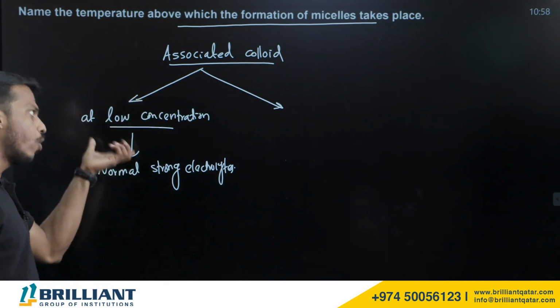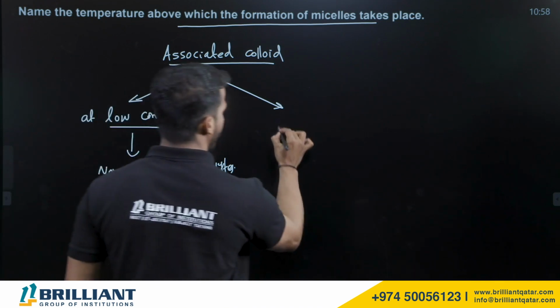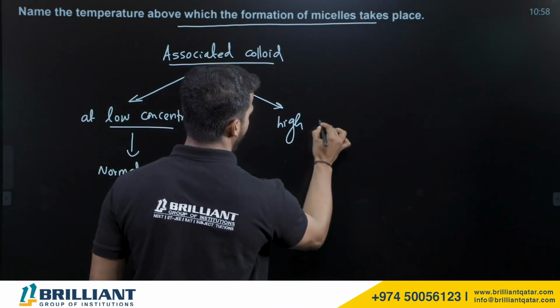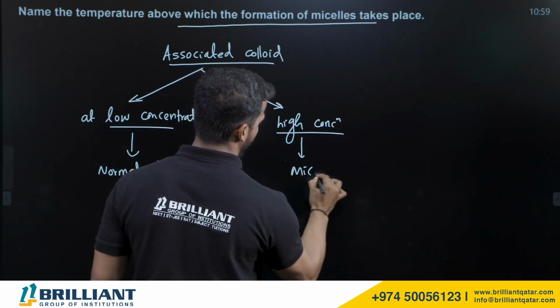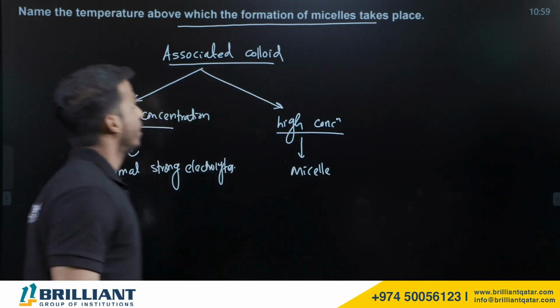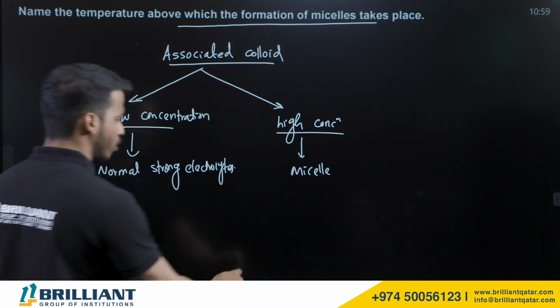Associated colloid at a low concentration exists as a normal electrolyte, but at a high concentration, they exist as what? Micelles. They will form micelles, right? Micelle. So the question here: name the temperature above which the formation of micelle takes place.